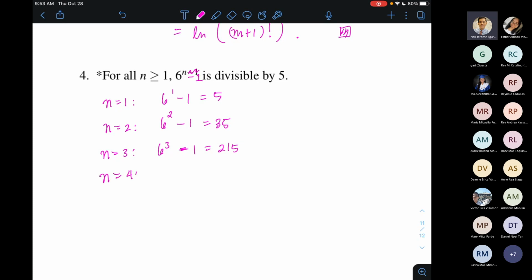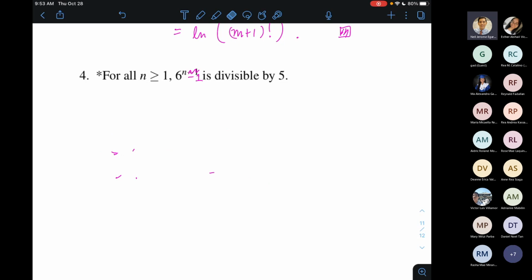Kapag kasi n ay 4, 6 to the 4th minus 1. Ano ang 6 to the 4th? 1296 minus 1, 1295. So yeah, mukhang may typo dito. Pakibago naman sa worksheets niyo, sa copy niyo. Dapat siya ay 6 to the power n, tapos kung ano man yung power na yon, minus 1. Dapat si minus 1 nasa baba. Okay? So let's try to prove it.